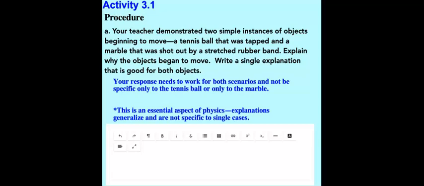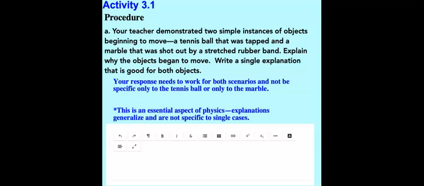So when you create your response, it needs to work for both scenarios and not be specific only to the tennis ball or only to the marble. Think about if I got a bowling ball to move, if I got a kickball to move, if I got a book to move, can your explanation answer how any of those objects began to move? So go ahead, pause the video, and create your explanation. And again, you can talk with the people around you, and you can come up with a common explanation if you want.